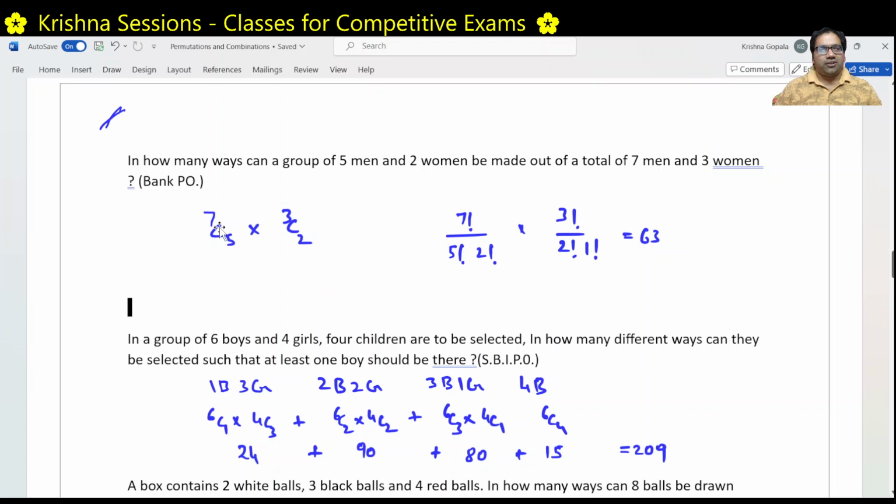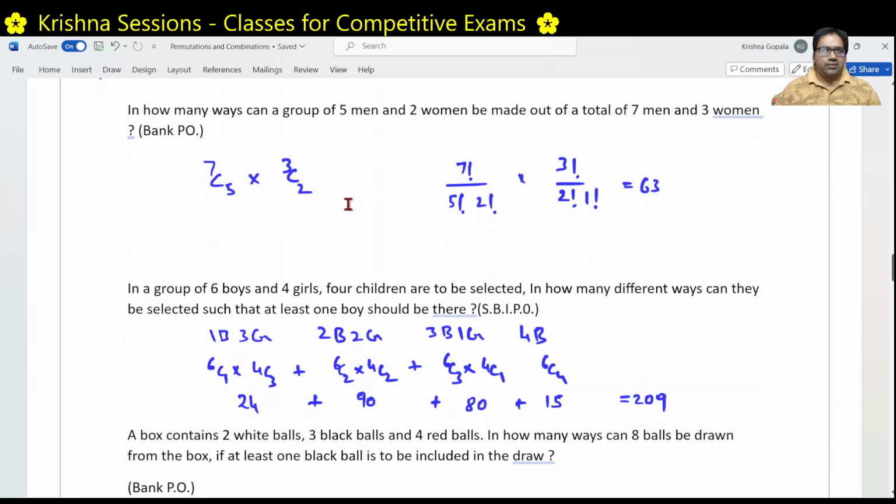What is 7C5? 7 factorial by 5 factorial into (7 minus 5) factorial, that is 7 factorial by 5 factorial into 2 factorial. Similarly, 3C2 is 3 factorial by 2 factorial into 1 factorial. If you multiply both of these, you will get 63. So there are 63 ways to choose 5 out of 7 and 2 out of 3. This is an easy problem.